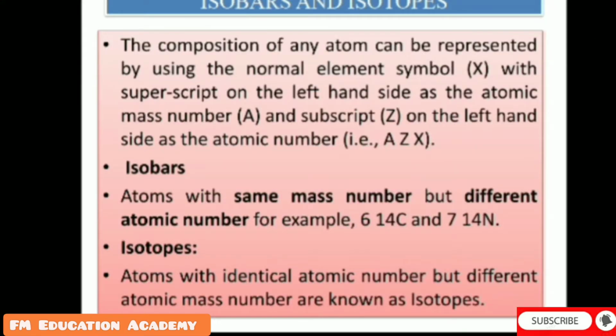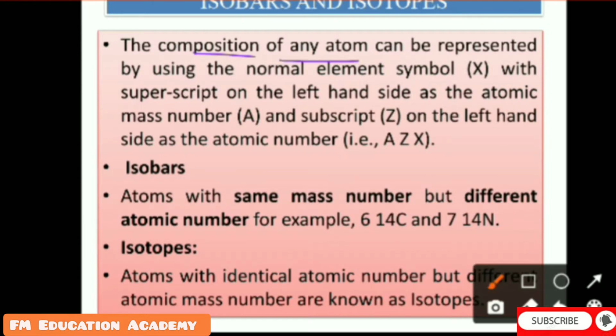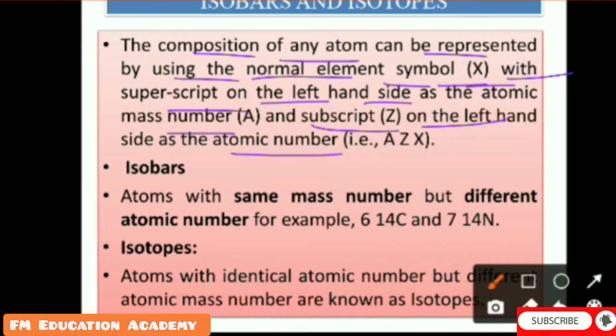Let us discuss the next topic, isobars and isotopes. First, before going to isobars and isotopes, we know that the composition of any atom can be represented using the normal element symbol X, with the superscript on the left-hand side as the mass number A, and the subscript on the left-hand side as the atomic number Z.